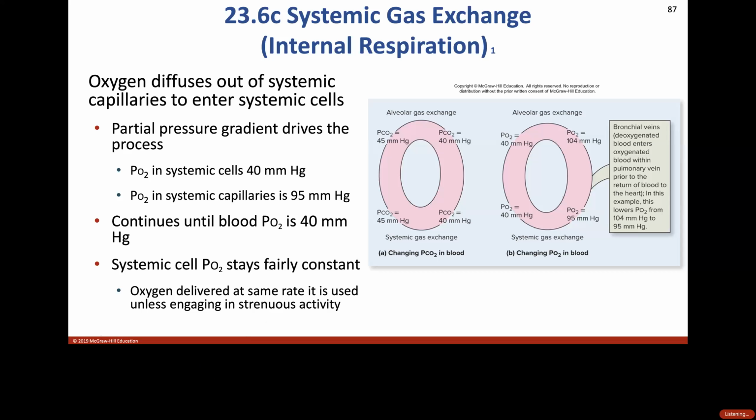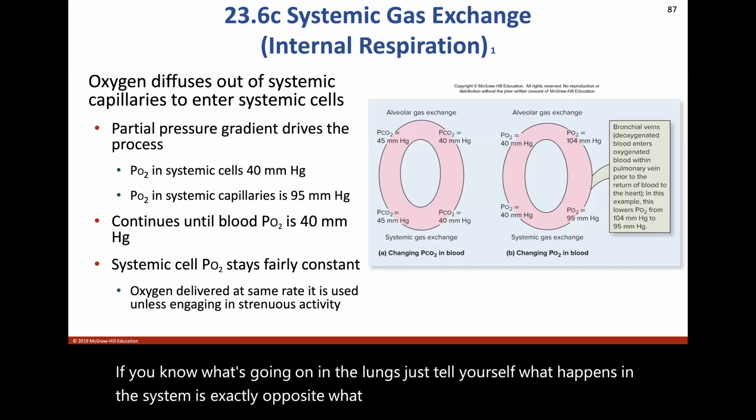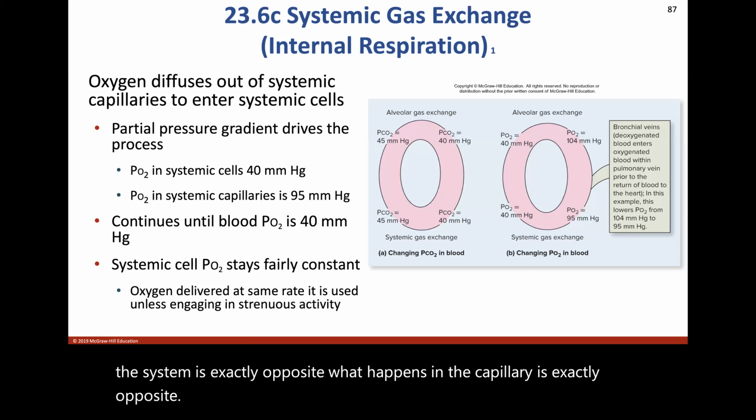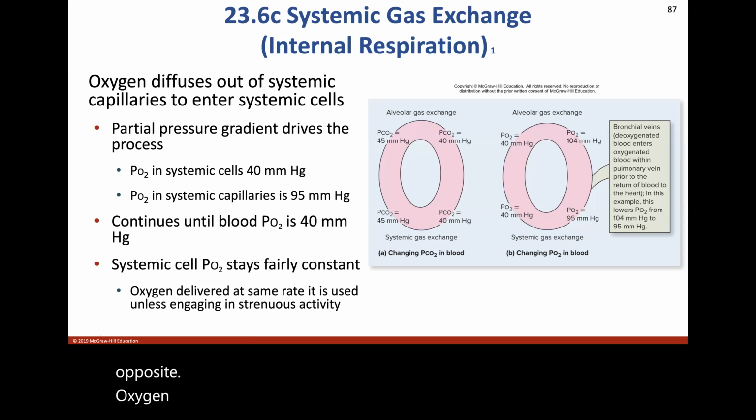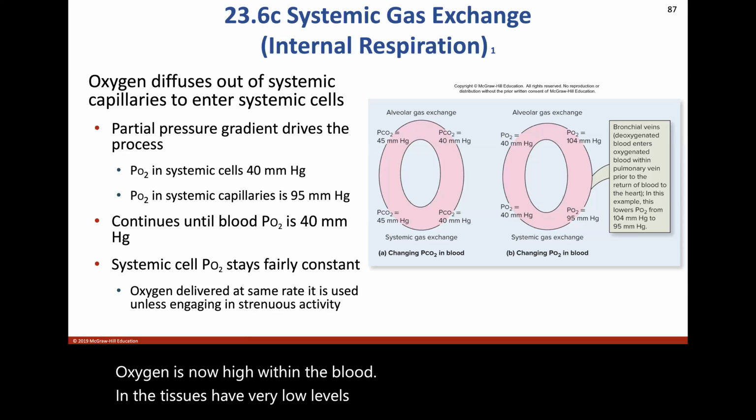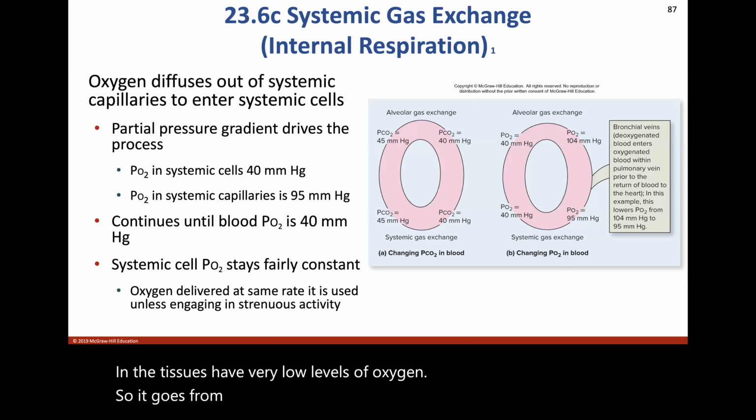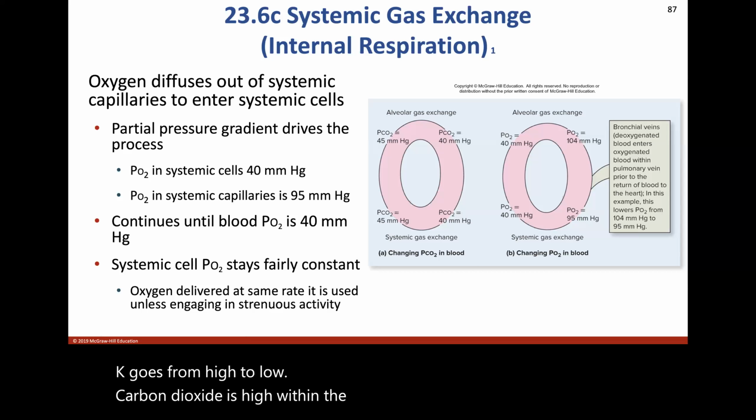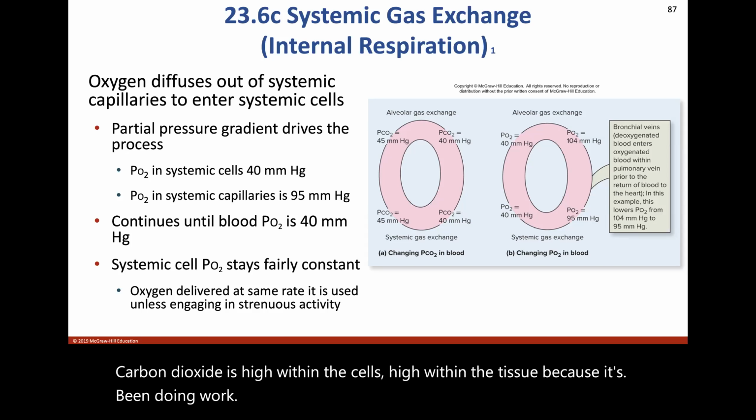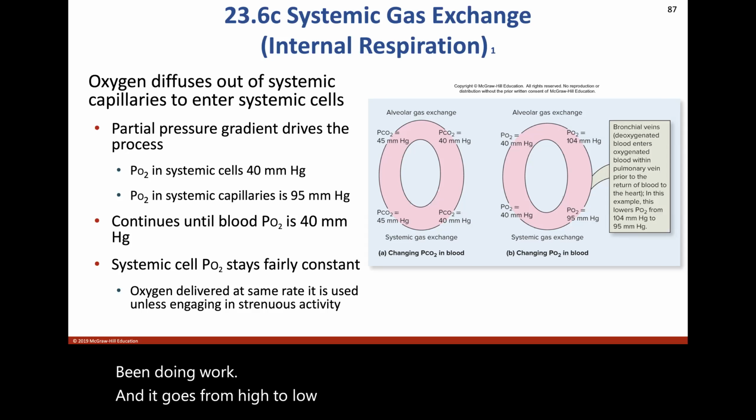If you know what's going on in the lungs, just tell yourself what happens in the systemic circulation is exactly opposite. What happens in the capillary is exactly opposite. Okay. Oxygen is now high within the blood. And the tissues have very low levels of oxygen. So it goes from high to low. Carbon dioxide is high within the cells, high within the tissue because it's been doing work. And it goes from high to low. High within the tissues, high within the cells, low within the blood.